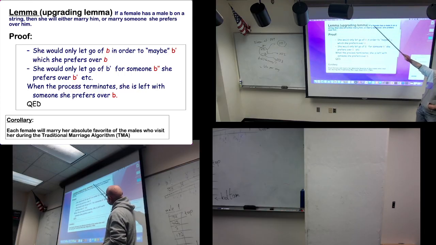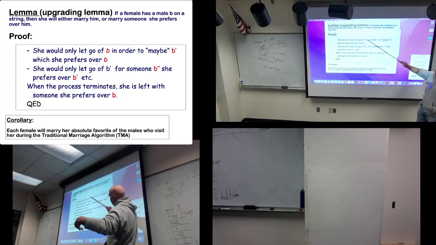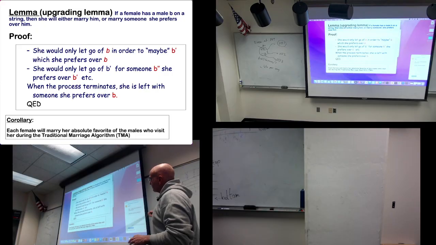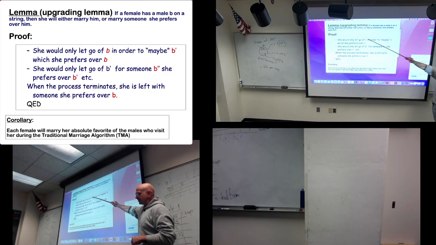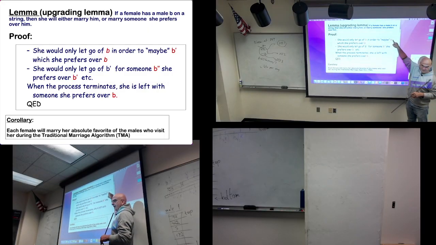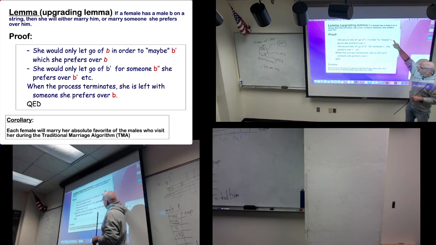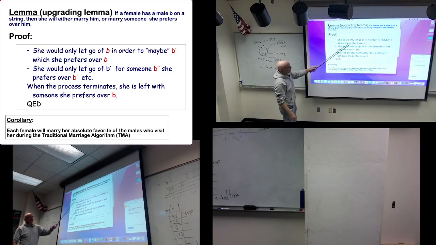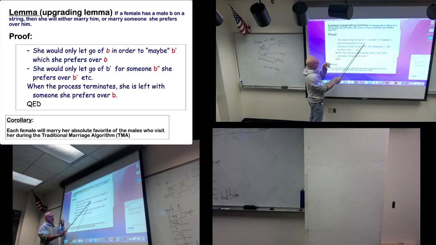Let's say that she put B on a string. What happened in the next day, or the next day, or the next day? She keeps putting him on a string every day until somebody, B prime, another male, comes, and she prefers B prime over B. And then she lets B go, for a better person, better in her eyes, higher on her list. So poor B was on a string for many, many days just to get rejected because she prefers B prime over B.